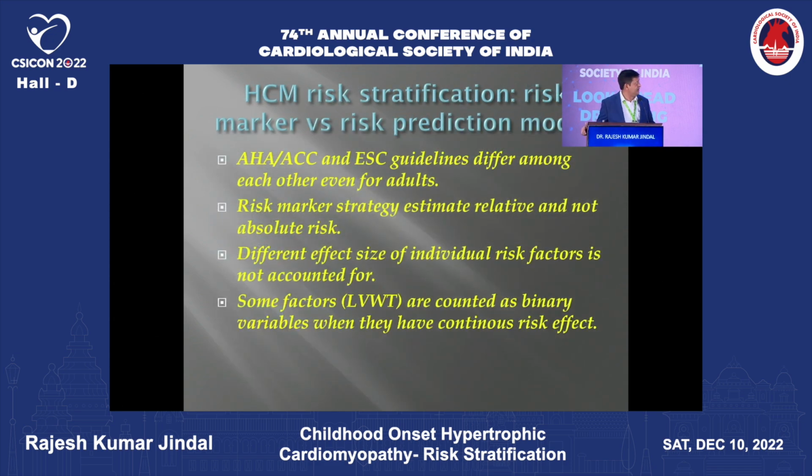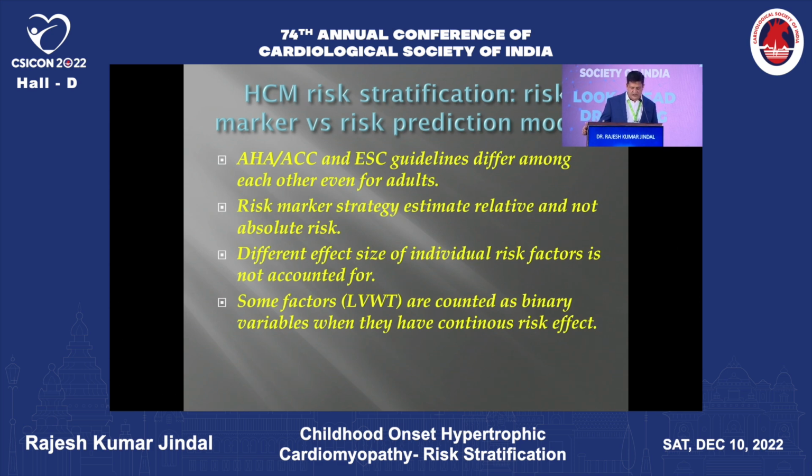So as I said, the two guidelines have different strategies. One is individual risk marker based, another is a risk prediction model. The risk marker strategy estimates relative risk, not absolute risk. So this is what the ESC guideline says, that the risk prediction model may give you a better idea of an absolute risk rather than a relative risk, and it definitely takes the different effect size of individual risk factors into account.